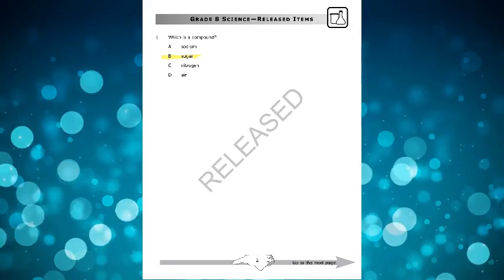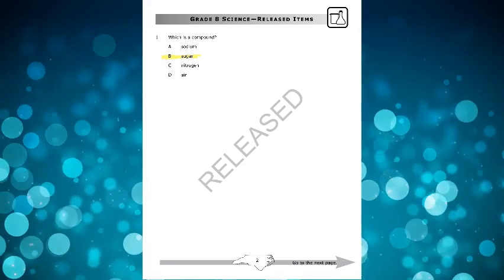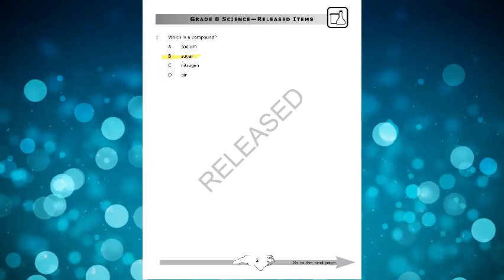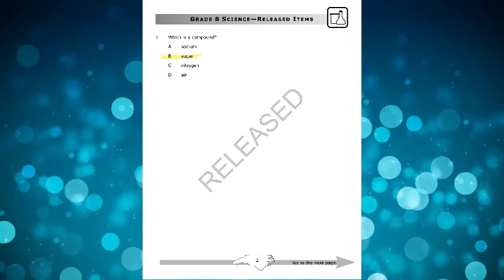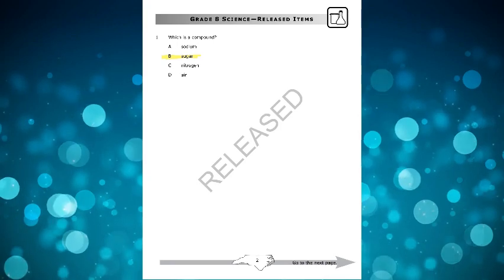Hey guys, so let's look here. We're first starting with sodium and nitrogen. Both of those are elements, so those are automatically knocked out. Then we're left with sugar and air.